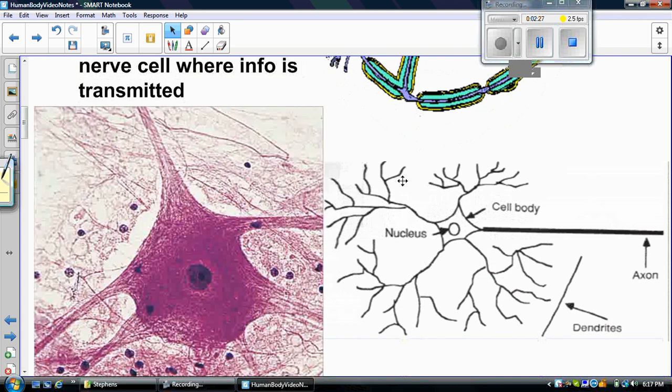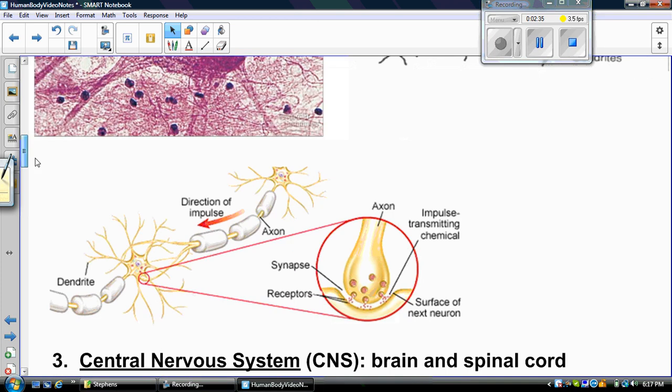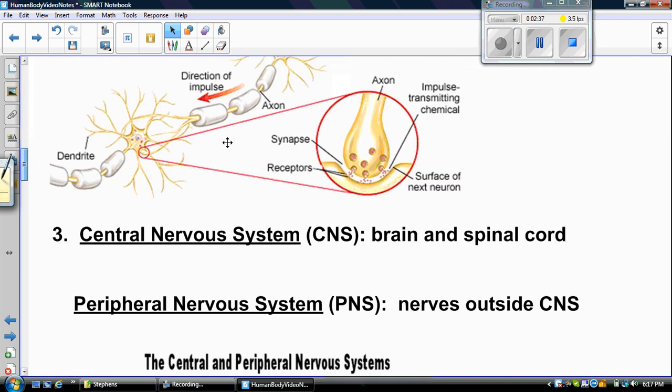Now, just so you know, these are some other pictures. This is what our nerve cells look like, which you saw under the microscope. Okay, this is an axon, and the surface of the next neuron could be the dendrite. That's that space, that synapse right there, where the information, what you see in pink, is being transmitted. They're showing you where that synapse is. It's located at the end of the axon.